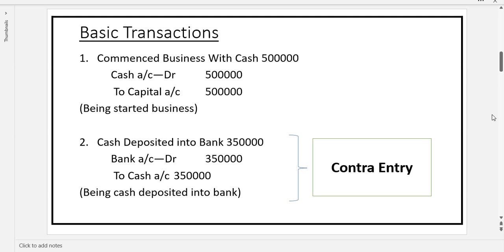So what is the meaning of the transaction? Whenever you want to write any journal entry, the first thing you need to do is understand the meaning of the transaction. Commenced means started or invested, we can consider it as. So commenced is nothing but started business with cash of 5 lakhs. We have an amount of 5 lakh rupees and we have invested that amount in the business. Here you need to observe whether that amount is coming into the business or going out of the business.